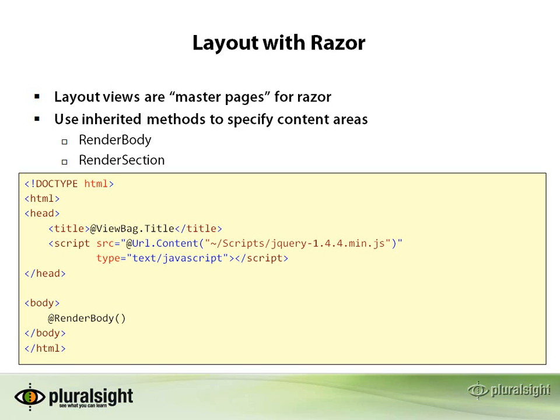A layout view will then contain method calls where other individual views that are tied to a specific controller action can plug in content. This is done by using the RenderBody and RenderSection method calls. In this code snippet, when we invoke RenderBody inside of the Razor view, that gives another view, the primary view for this controller action, the ability to inject its content inside of the body tags. Let's take a look at how this works.